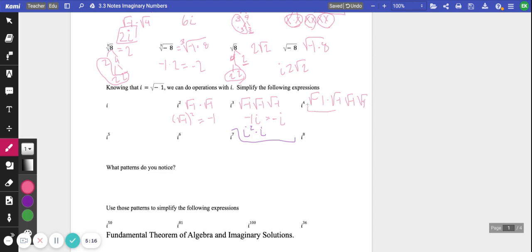So square root of -1 times square root of -1 is a -1, excuse me. And then square root of -1 times square root of -1 is -1. And -1 times -1 is a positive 1.